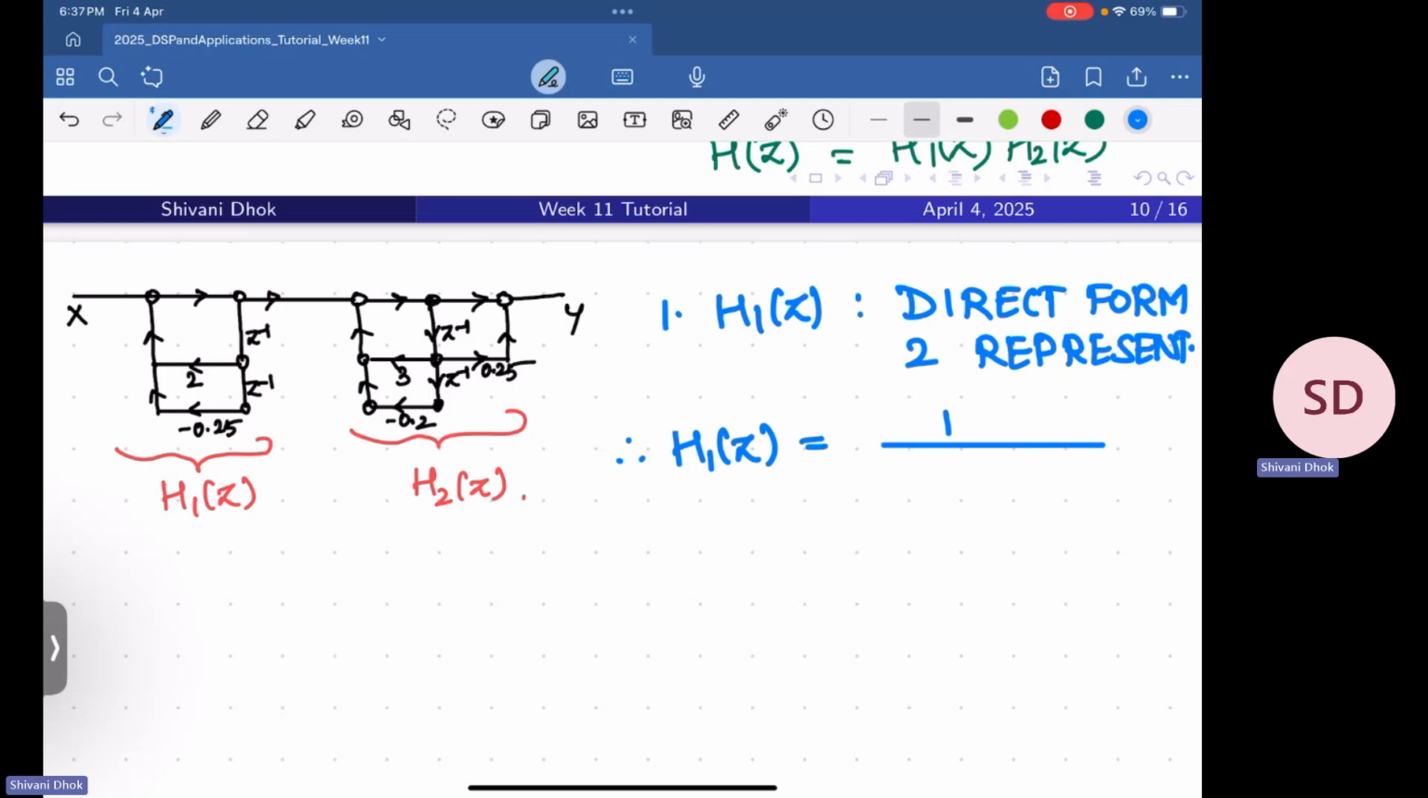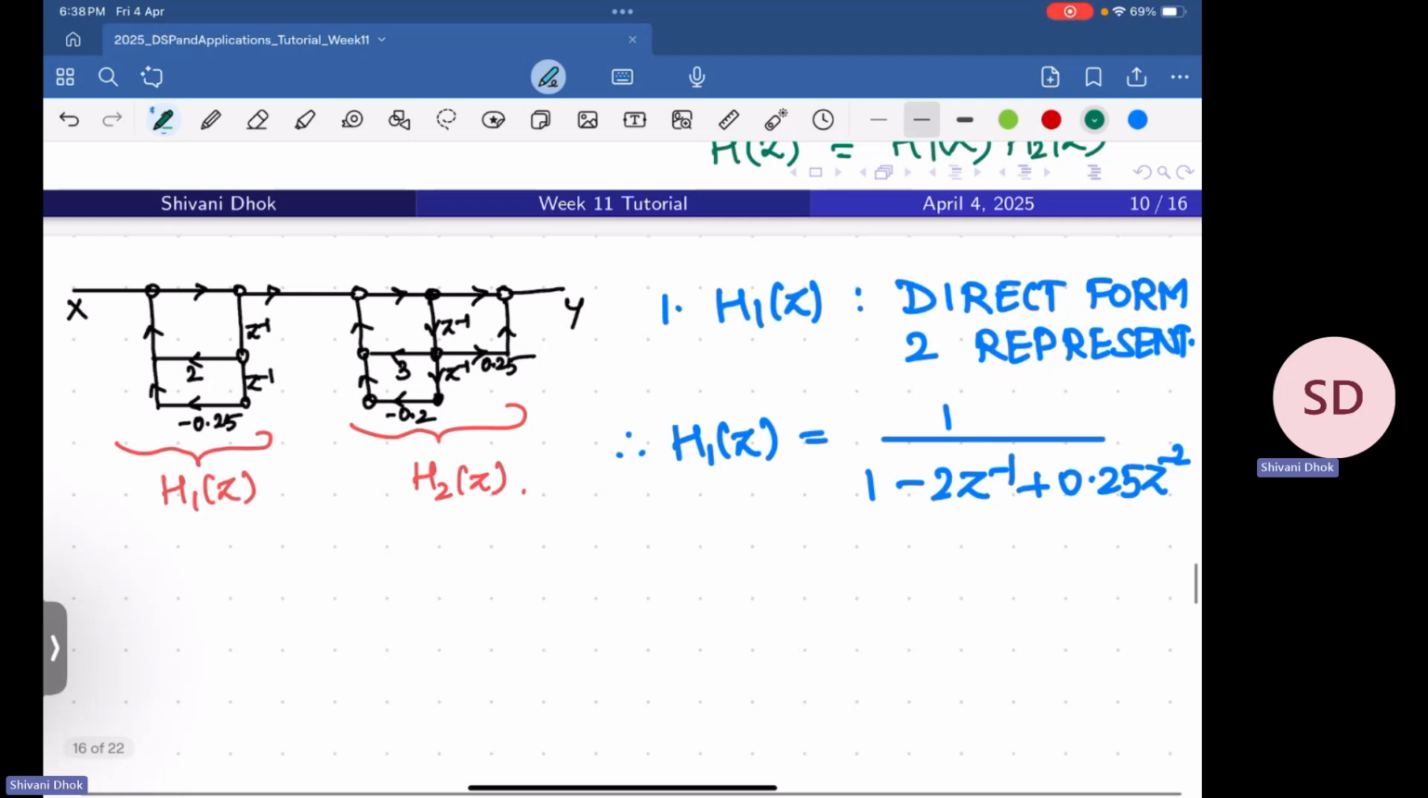And in the denominator, what do we have? We have first z inverse that gets multiplied by 2, but here we have the negative of it. So we have 1 minus 2 z inverse, and then z to the power minus 2 into minus 0.25. So we have plus 0.25 z to the power minus 2. Okay, so this we have.